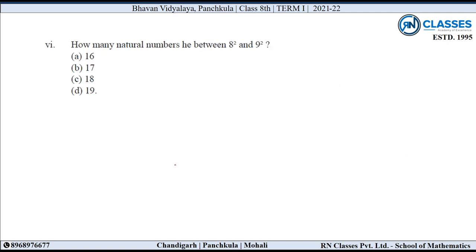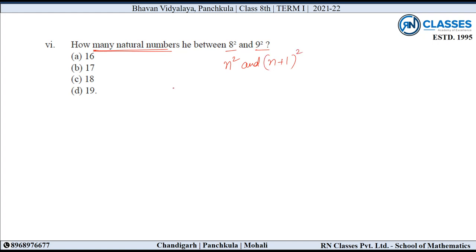Part 6. How many natural numbers are there in between 8 square and 9 square? How many natural numbers are there? We have studied this, remember the NCERT book. How many numbers will be there between 8 square and 9 square? Instead of 8 square, I write n square, and instead of 9 square, I write n plus 1 square.